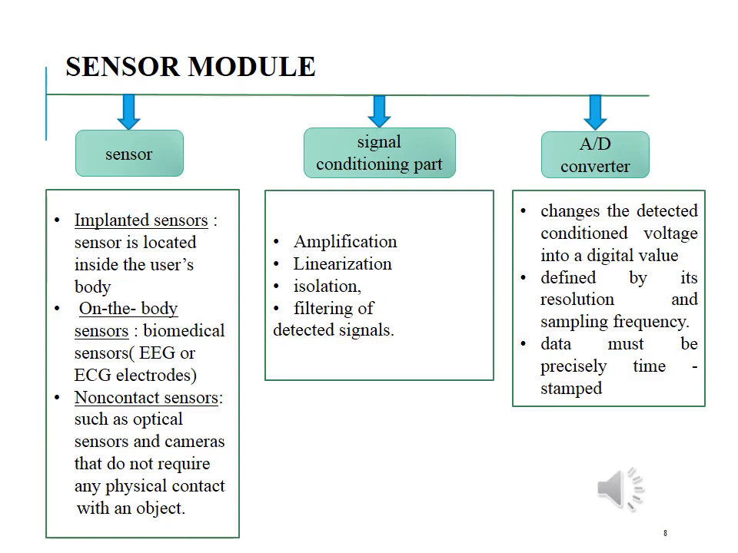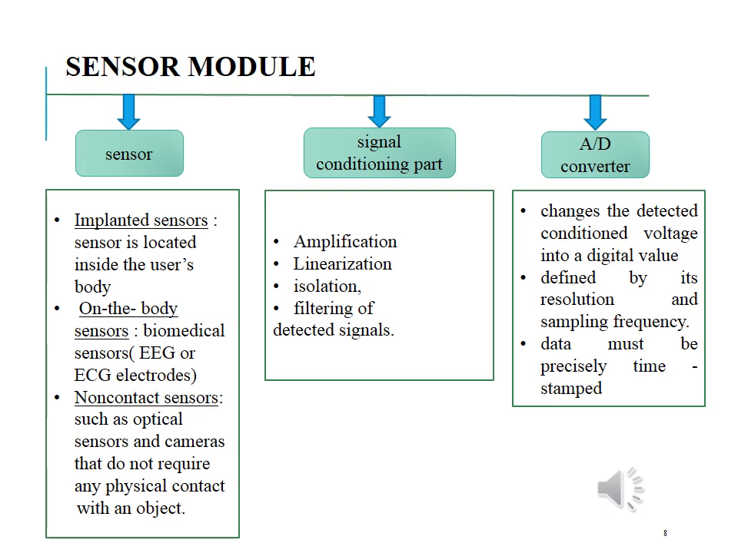A sensor module, principally, consists of 3 main parts: the sensor, the signal conditioning part, and the analog to digital converter. The function of a sensor is detecting the physical signal from the environment, and if the parameter being measured is not electrical, then the sensor must include a transducer to convert the information into an electrical signal.